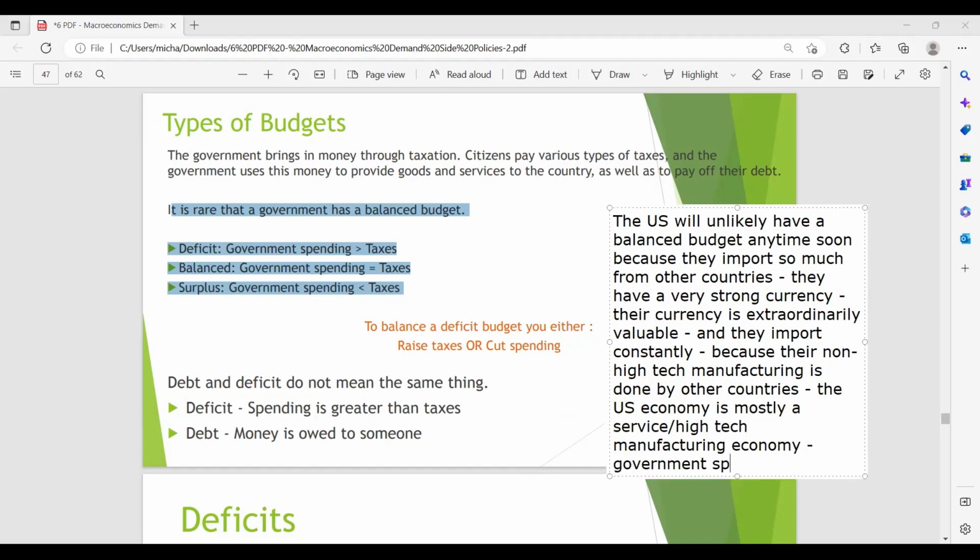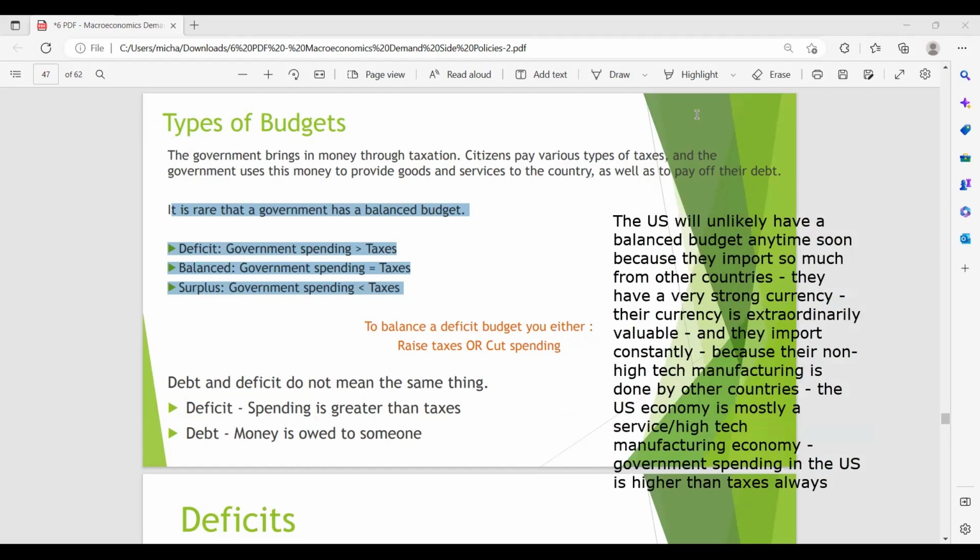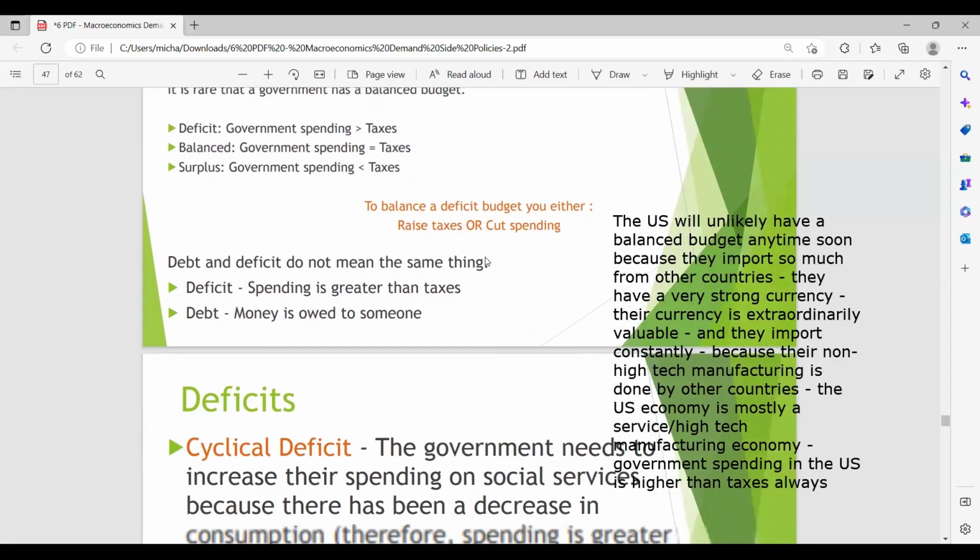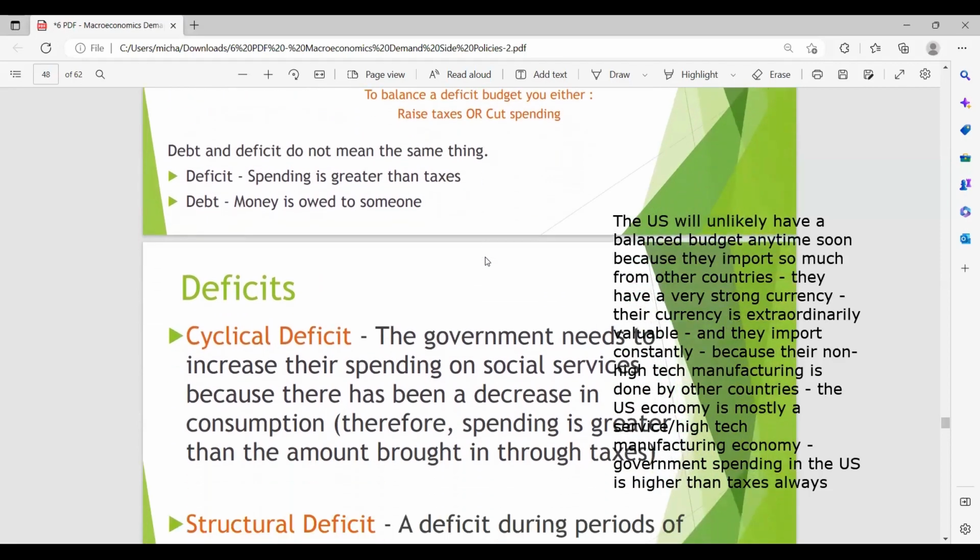Government spending in the US is higher than taxes always. So that's what you call a deficit. The government spending is greater than taxes, and that's likely going to be always the case in the US. And then balance is when government spending equals taxes, and then surplus is when government spending is less than taxes. So to balance a deficit budget, you either raise taxes or cut spending.